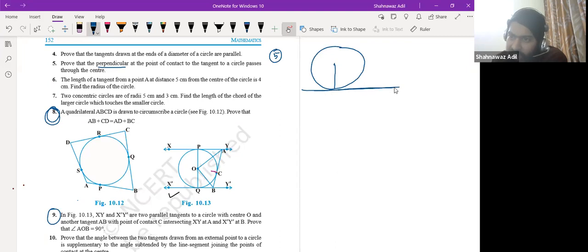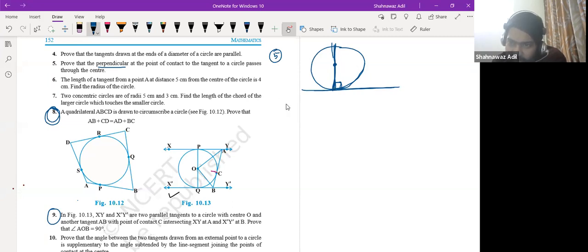So if we have this tangent, right, and we know that this perpendicular will pass through this. So this perpendicular is the radius, right? This perpendicular is the radius. So from this statement, we can prove that this would be passing through the center. So is it clear? So we have to write the statement, right?